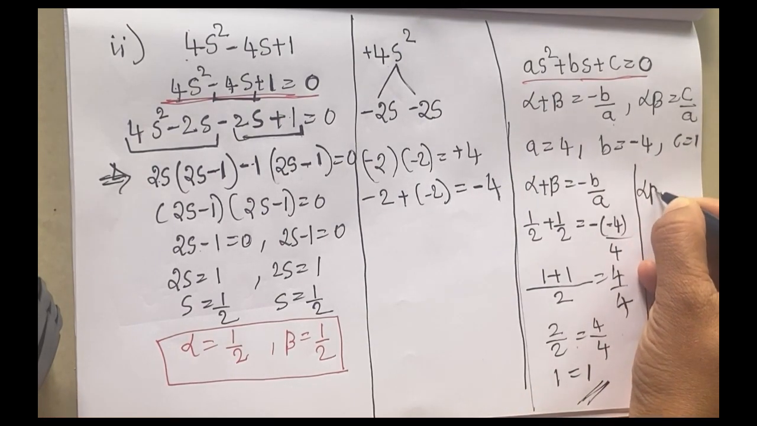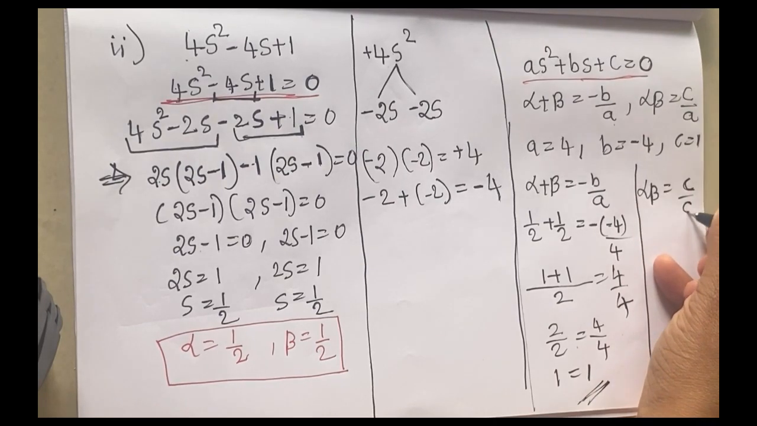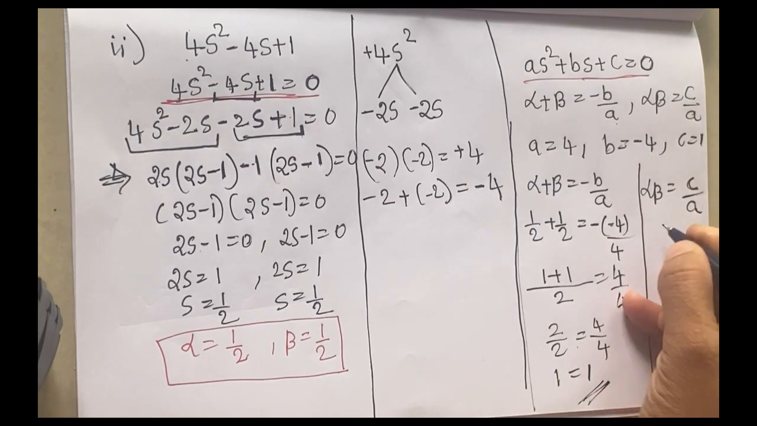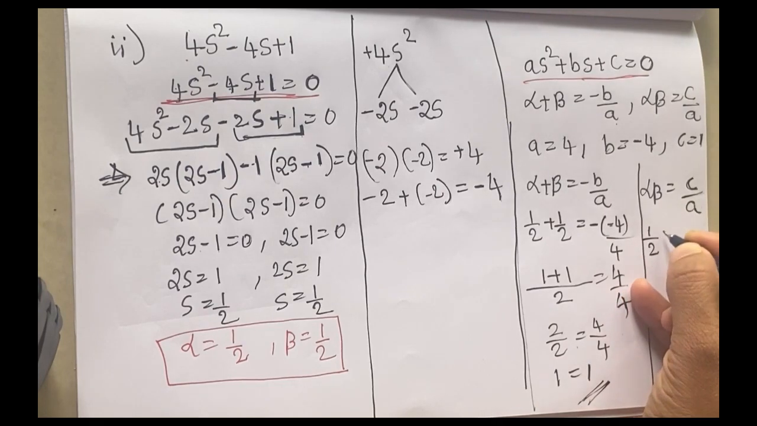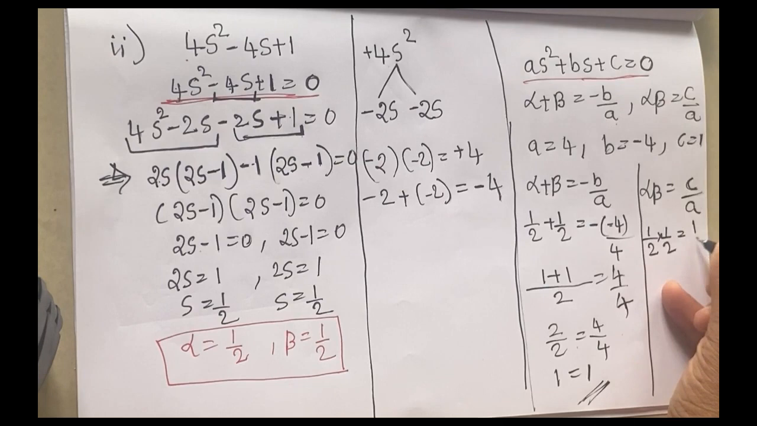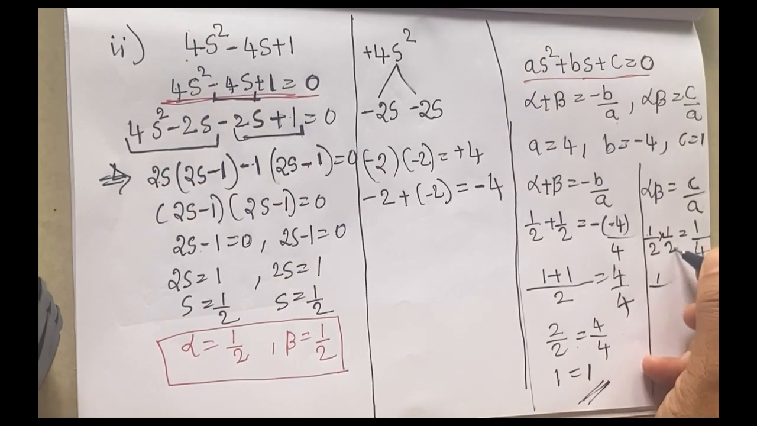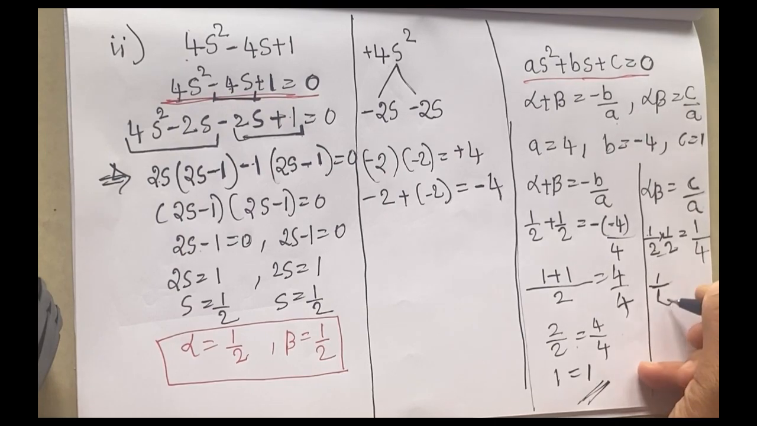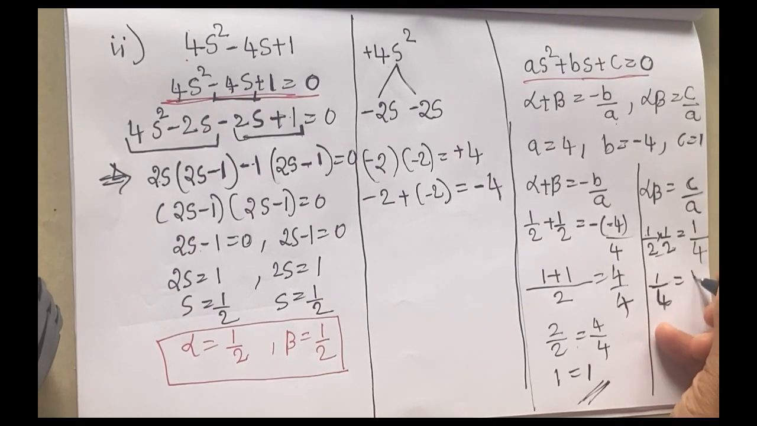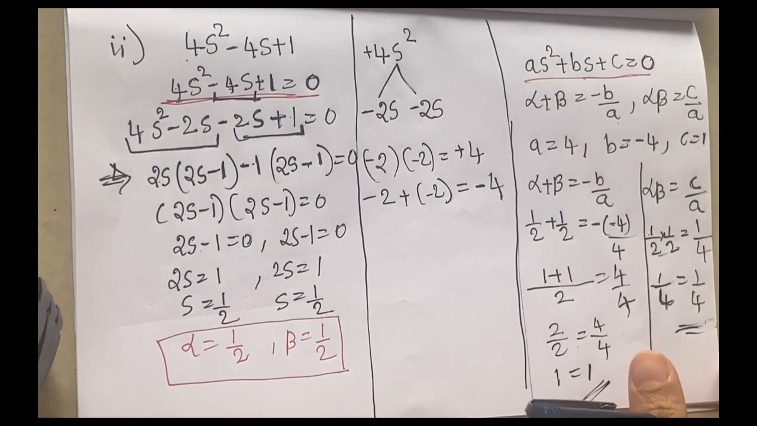Next, I need to take the product of zeros. Alpha into beta is c by a. Alpha is 1 by 2, beta is 1 by 2. 1 by 2 into 1 by 2 is equal to c by a, where c is 1 and a is 4. When you multiply the denominators, it is 1 by 4, which equals 1 by 4. This one is also verified.